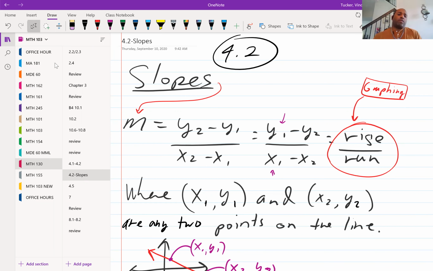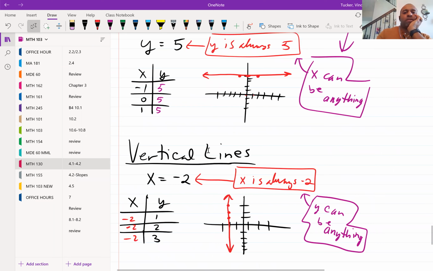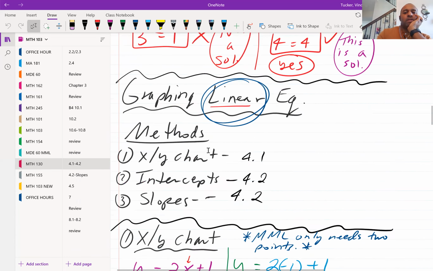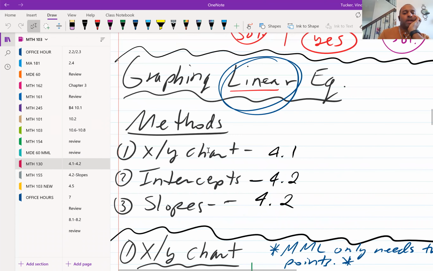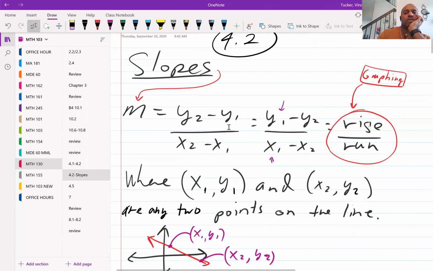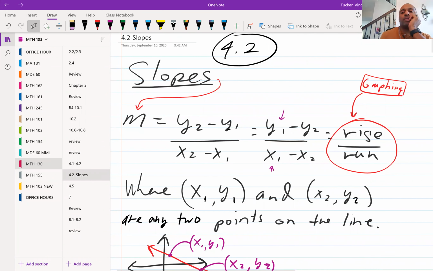So we're looking at 4.2 today, finishing off 4.2 with slopes. Remember, last class we talked about 3 ways of graphing: the XY chart, intercepts, and slopes. We did the XY chart and intercepts last class, so now we're going to do slopes today. Slopes is the last part of 4.2.